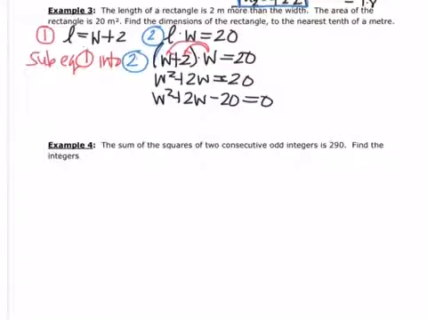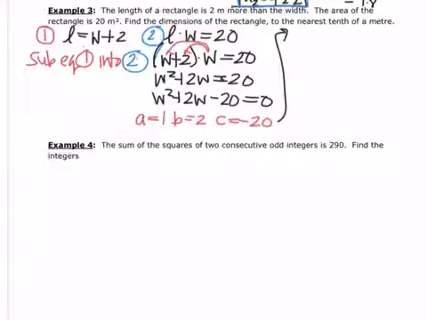So the question is, can we factor this? Do we have two numbers that multiply to negative 20 and add to 2? Well, there's 10 and 2, that's not going to add to 2. There's 5 and 4, that's not going to add, and we have 20 and 1. So this is not factorable. So again, we're going to use the quadratic formula. Our A is going to equal 1, our B is going to equal 2, and our C is going to equal negative 20. That comes from standard form. So let's plug it all into the equation.